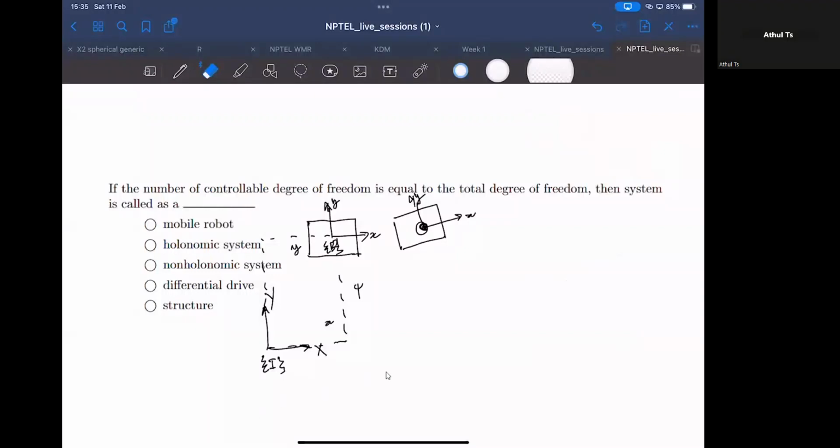So in this regard, you would require at least three variables to fully specify the configuration of a wheel mobile robot. And the number of controllable degrees of freedom means, in a sense, the number of controllable inputs that we can give to a robot. So if the number of controllable inputs is at least equal to the total degrees of freedom of the mobile robot, then the mobile robot is called holonomic. It's a basic definition of holonomic system.